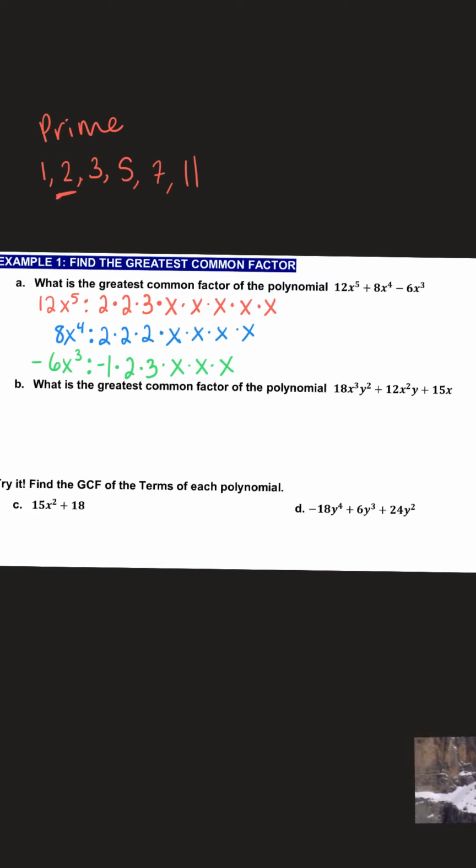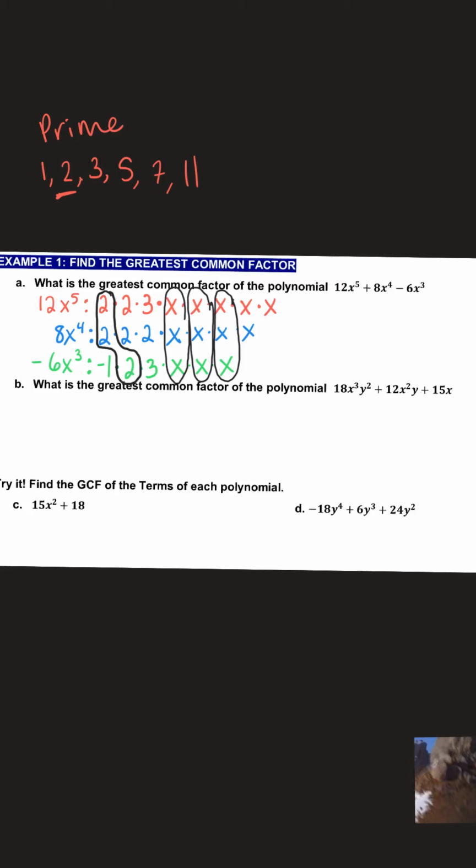Okay, now that I have the prime factorization of all 3 of these terms, I'm going to go back and circle what they have in common. So the first thing that I see is they all have a 2 in common. That's about it as far as the numbers go. They only have the 2 in common. The 8x to the 4th does not have a 3, so I can't circle the 3's. Now let's move on to the x's. I see that they all have 1 x in common. They have another x in common, and they have a 3rd x in common.